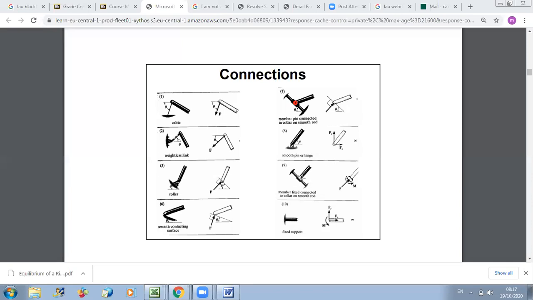While for the fixity, look here, you don't have a pin. It's just one part. Since it is one rigid part, you cannot do any rotation here. It can only slide. This is why the resistance forces are a force perpendicular to contact and the couple.